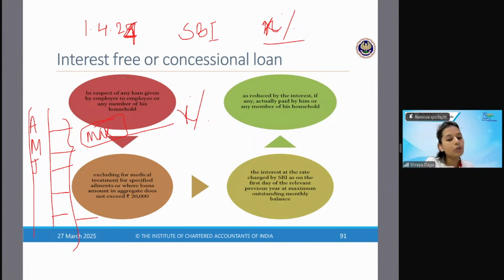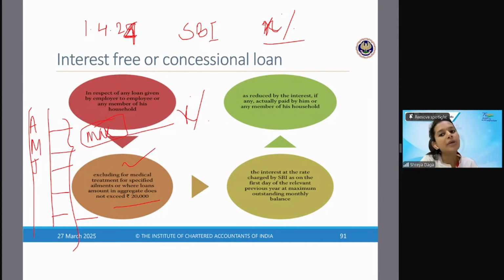Okay. And for the number of months for which you were actually using the loan. And that is how you will calculate the value of interest on this interest-free loan. Assuming this has not been given for any medical treatment for specified ailment, or where the loan value is more than 20,000. Because if it is for medical treatment, or if the loan value is less than 20,000, then there is no taxable perquisite. Only if it is not for specified medical treatment, and if the loan value is more than 20,000, then this perquisite is taxable.